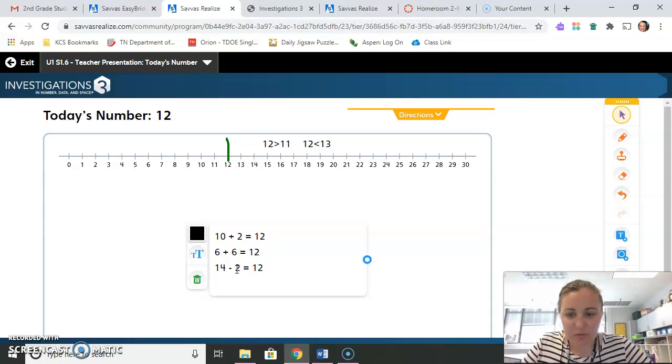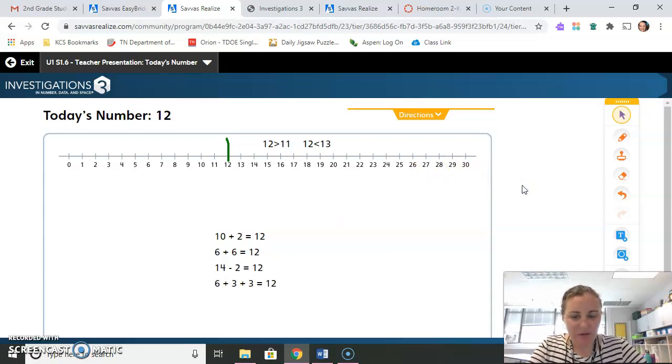Could I do it with more than 2 addends? 6 plus 6 is 2 addends. 10 plus 2 is 2. Could I do it with 3? Absolutely. Let's do 6 plus 3 plus 3 equals 12. Very good, and there are probably a lot that I didn't even think of up there.